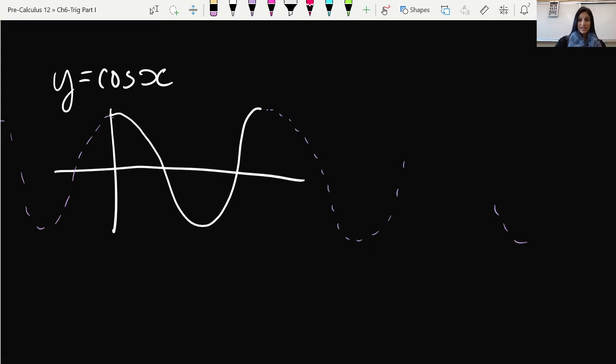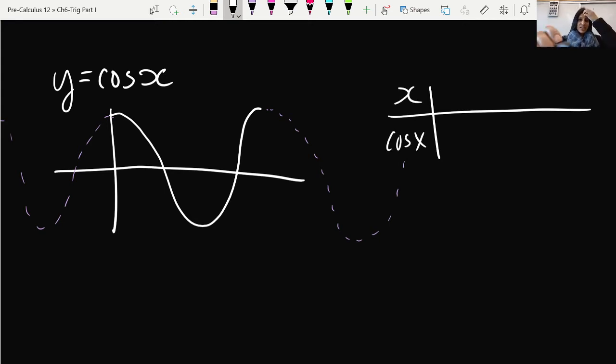I want to do a table of values, so I hope you're okay with this. I'm going to do x here, and I'm going to do cos x here. And we're going to take quite a similar approach to what I did last time. I want to list off some of the significant aspects of this graph.